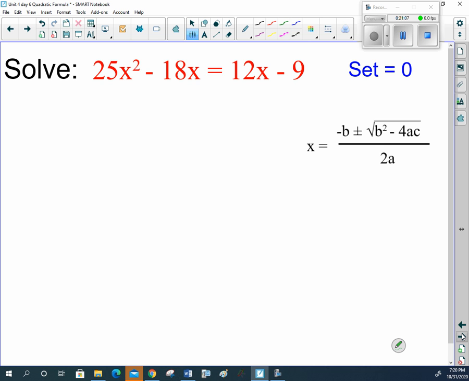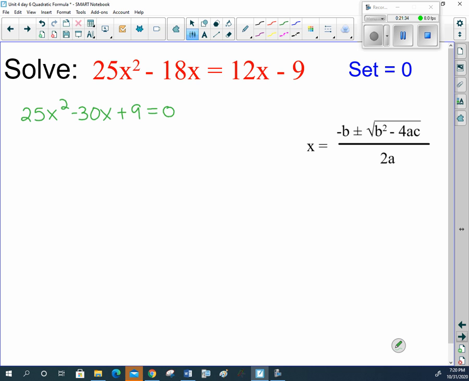Okay, so here we go. Here's another one. This says 25x squared minus 18x equals 12x minus 9. My first thought is it's a quadratic, so I need to put it equal to 0. Before I start any method, I'm going to have to put it equal to 0. So 25x squared, subtract your 12x, and that's going to give you a negative 30x. And then I'm going to add 9, and that's going to equal 0.